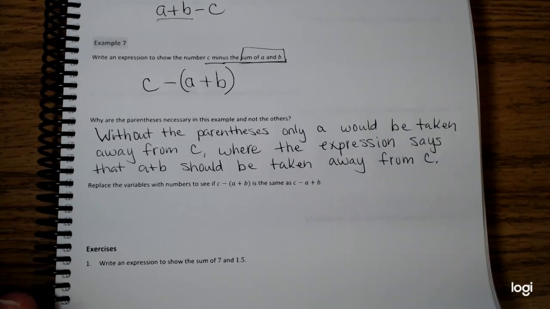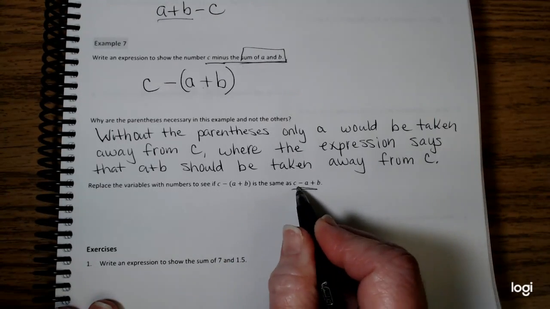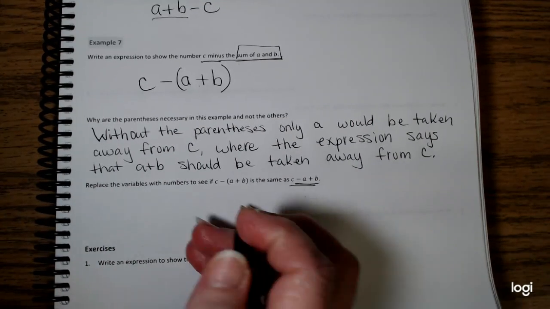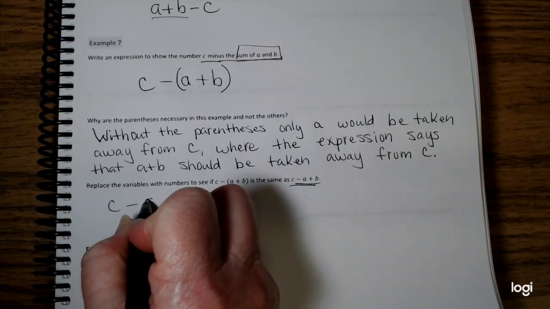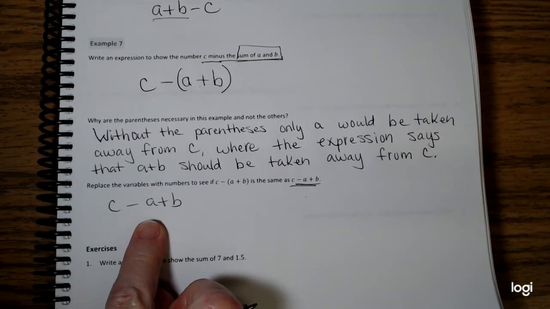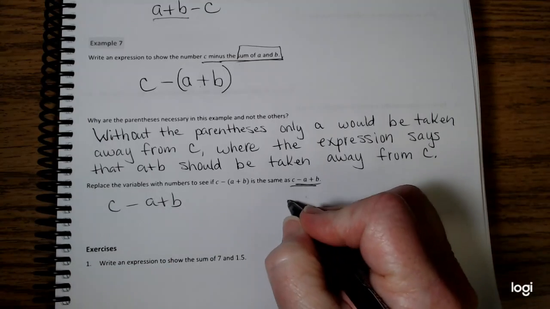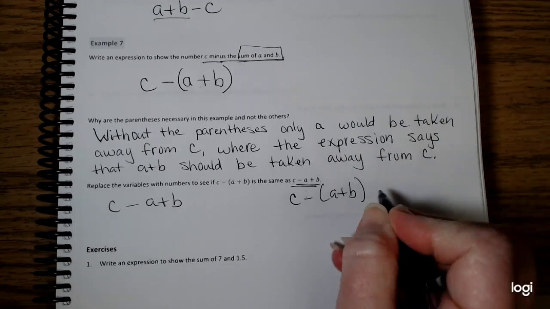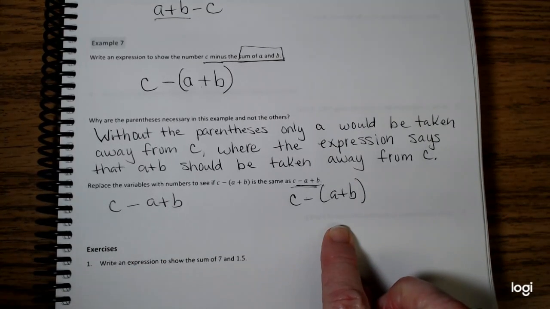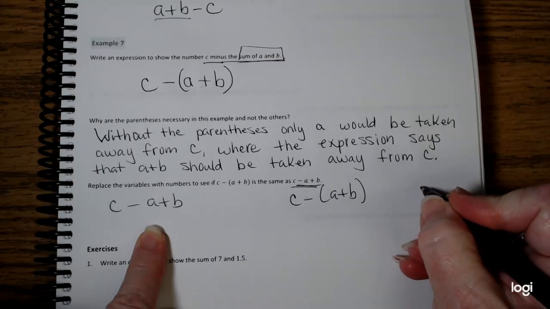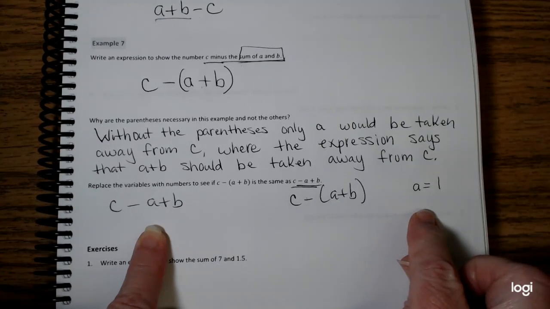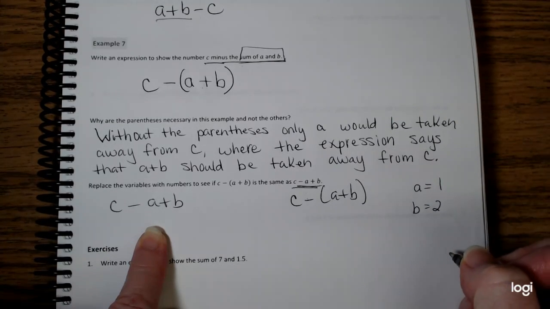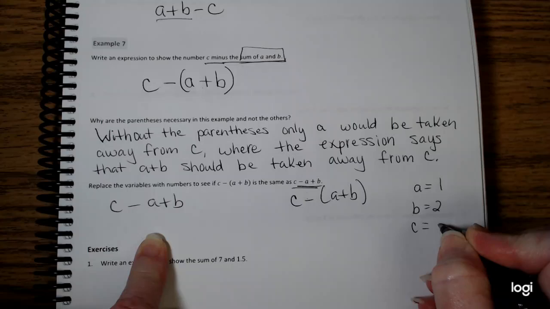Okay, so let me explain or show you what this exactly means. Let's look. This is the first one we had up here on the top. If I'd have here C minus A plus B without the parentheses, and then over here I did C minus A plus B with the parentheses. Okay, let's go ahead and try this. Wherever you see the letter A, we're going to put in a 1. And wherever you see the letter B, let's put in a 2. And wherever we see the letter C, let's put in a 3.